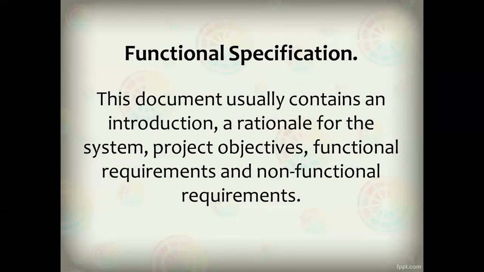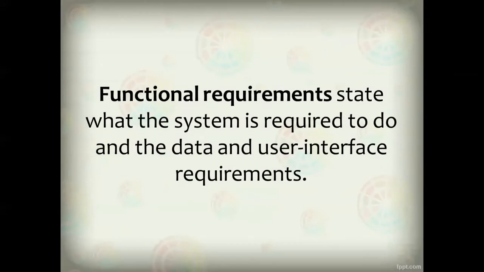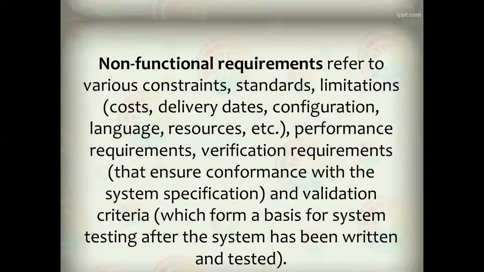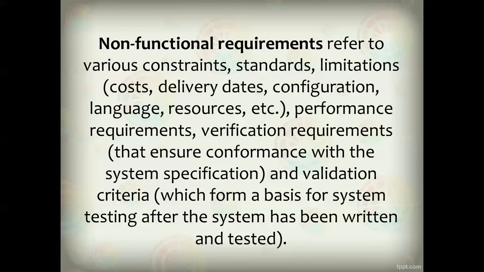Functional specification. This document usually contains an introduction, a rationale for the system, project objectives, functional requirements, and non-functional requirements. Functional requirements state what the system is required to do and the data and user interface requirements. Non-functional requirements refer to various constraints, standards, limitations, costs, delivery dates, configuration, language, resources, etc.